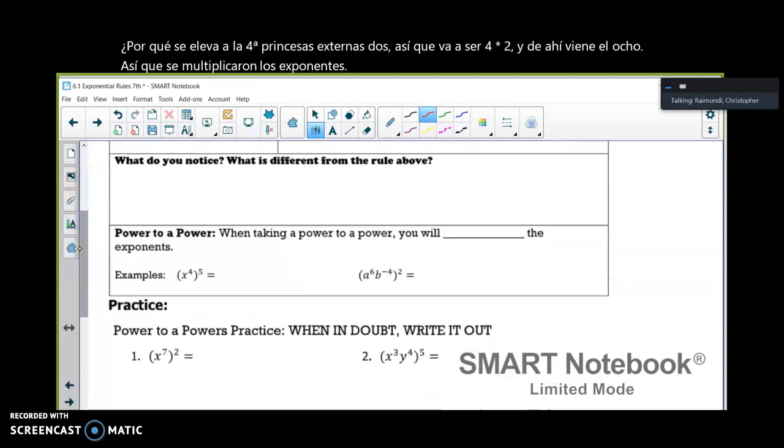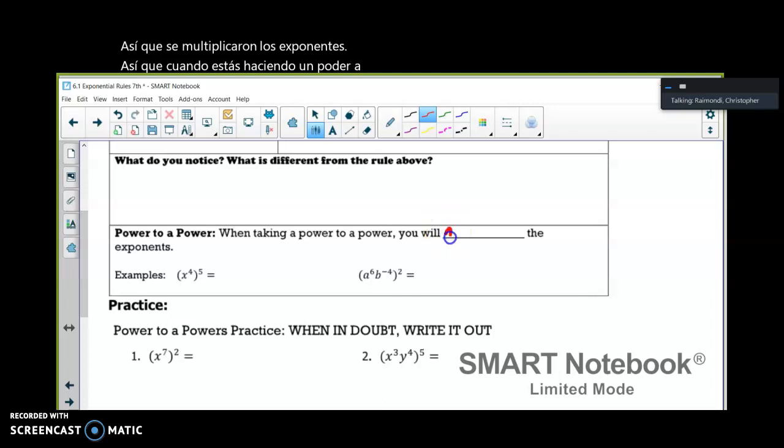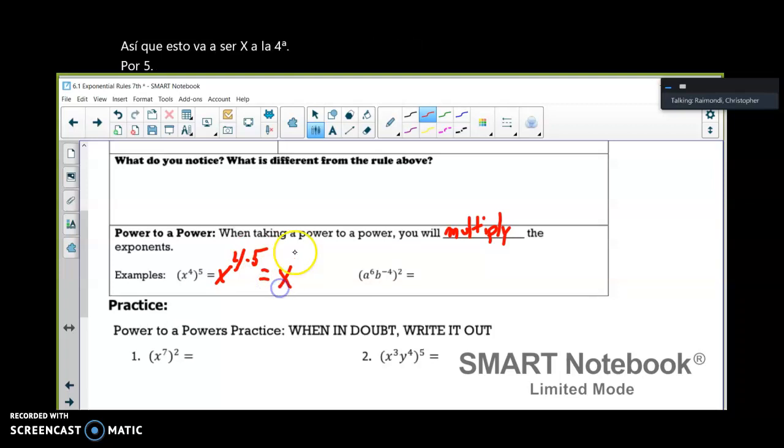So when you're doing a power to a power, you will multiply the exponents. So in this example, I have x to the fourth raised to the fifth. So this is going to be x to the fourth times 5, which will equal x to the 20th.